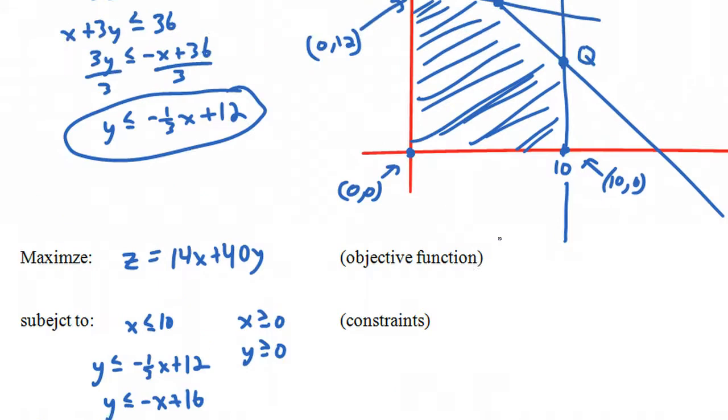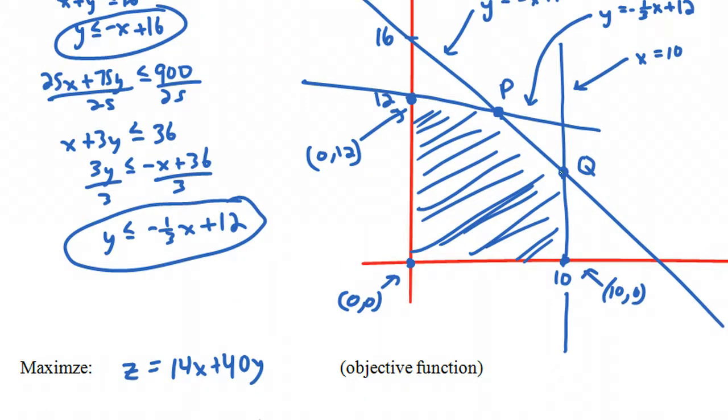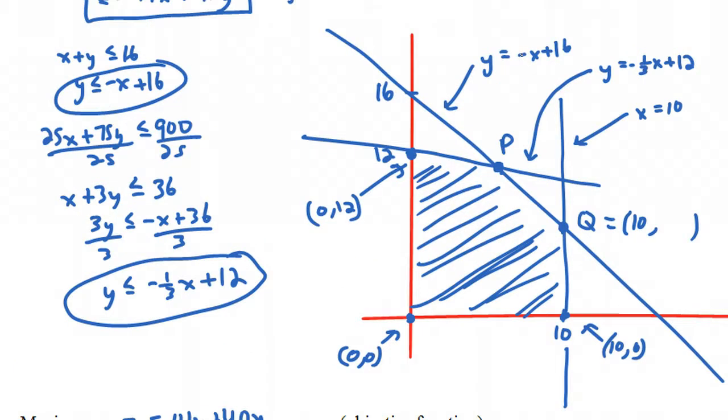Okay, but what about these points right here, P and Q? Well, Q, we can figure this one out without too much trouble because the first coordinate there has to be 10 because it's directly above this line here. What's the second coordinate? Well, remember this line is y equals negative x plus 16. So if we put 10 in for x, y would be 6. Okay, because it's on this line here and it's on this line. So x is 10, which means it's on this line. And if we plug in 10 for x here, we get y is 6.